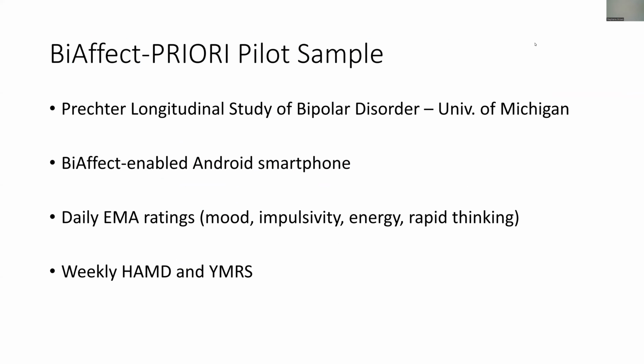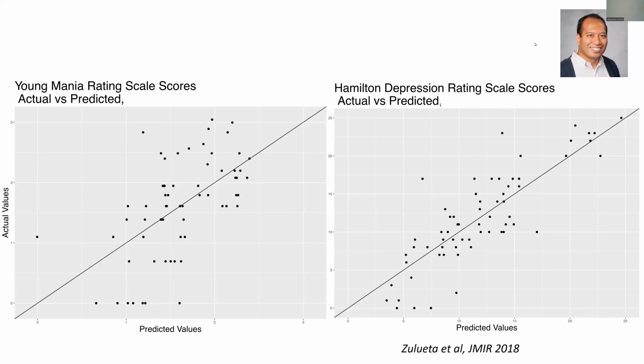We were fortunate to partner with Dr. Melvin McInnes and Kelly Ryan at the University of Michigan, working with their Prechter longitudinal study of bipolar disorder to test out this technology in patients who were getting daily mood ratings, as well as weekly clinician rated scales done for depression and mania.